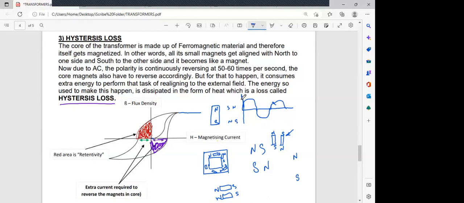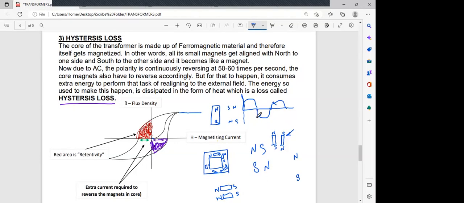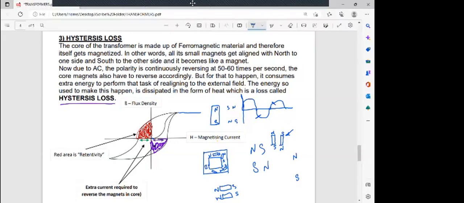What one has to do now is take the magnetizing current in the opposite direction. And therefore, let's say around here.